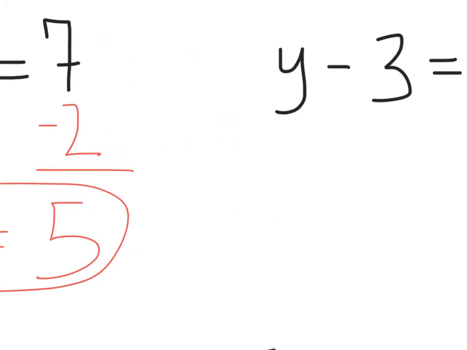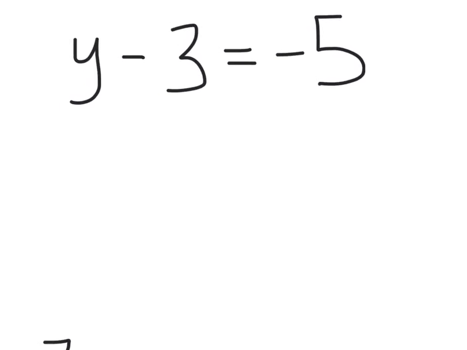Let's move on over to our second equation. y minus 3 equals negative 5. First off, what's happening to the variable? It's minus 3. What's the opposite of that? Plus 3. That's our inverse. Let's do that to both sides of the equation.